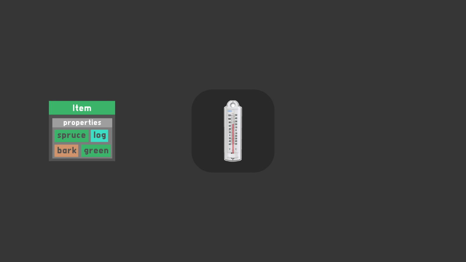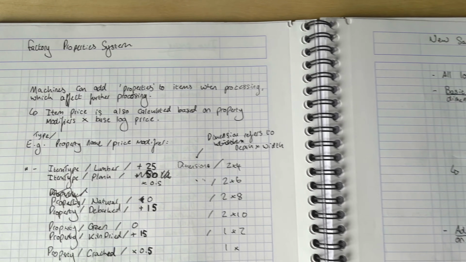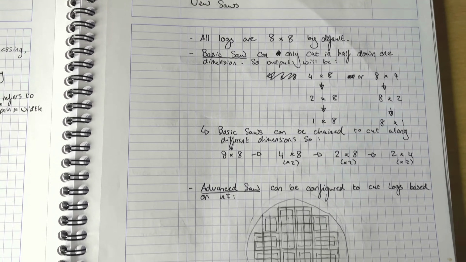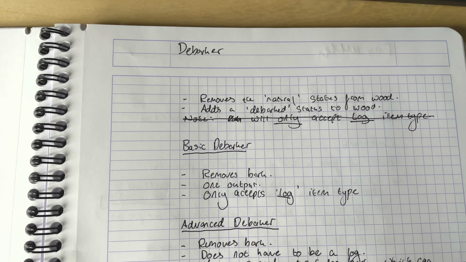For example, a kiln would dry the wood, removing the green property. If wood is left with the green property, it may gain a warped property, lowering its value. There are a bunch of properties I'm planning on adding with quite a range of machines that I'll be developing over the coming months to hopefully give the factory system considerably more depth.